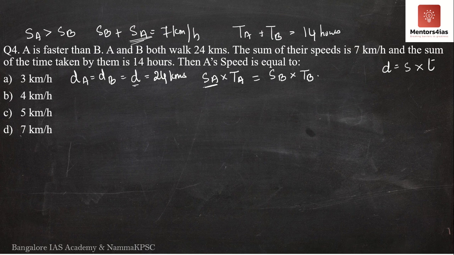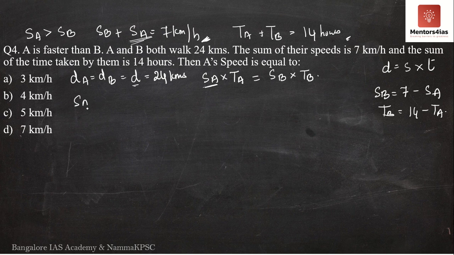See here, SA into TA is equal to SB into TB. Since we have to find out SA, we'll keep SA. Can we substitute SB in terms of SA? Yes. From this equation over here, can I say SB is equal to 7 minus SA? Correct? Similarly, TB, from this equation over here, is equal to 14 minus TA. So I'm going to substitute this in this particular equation.